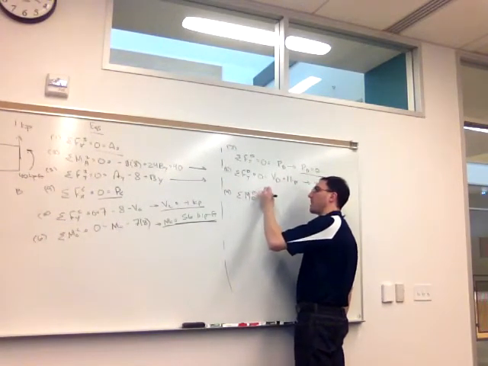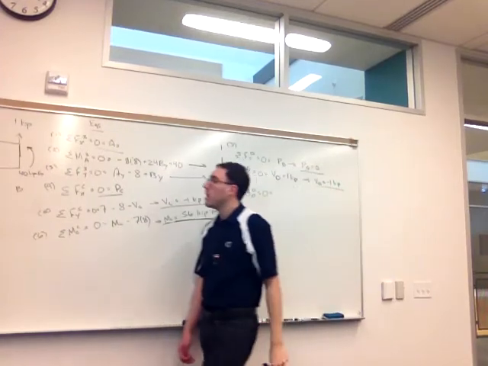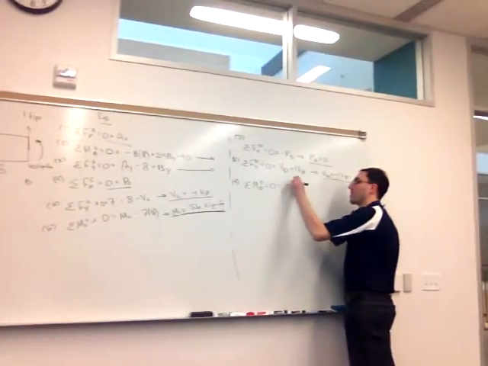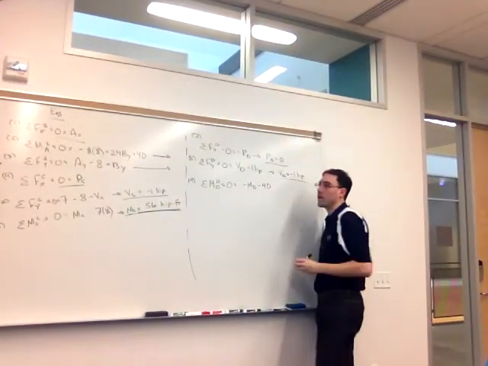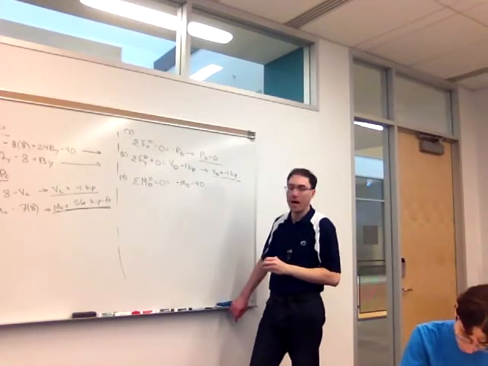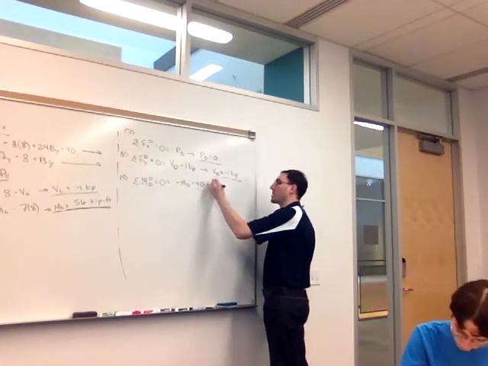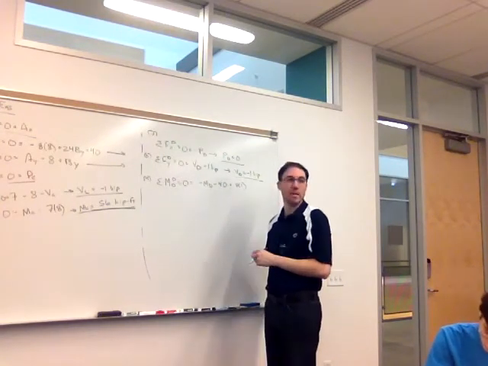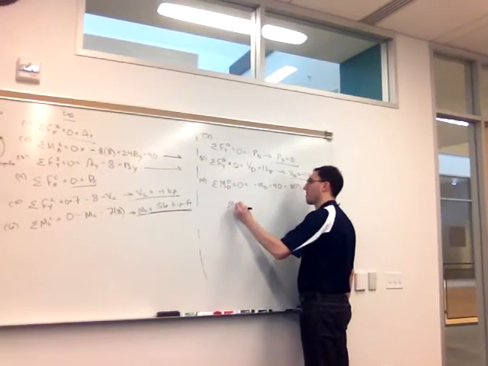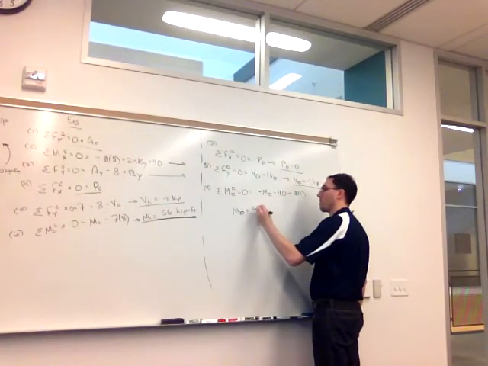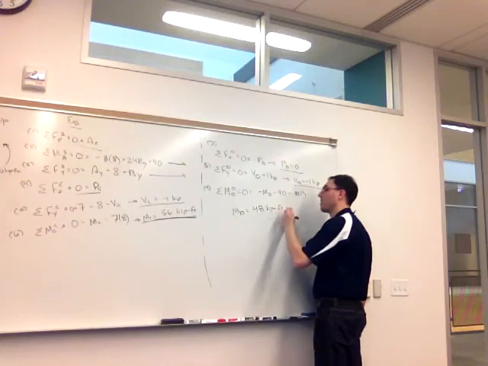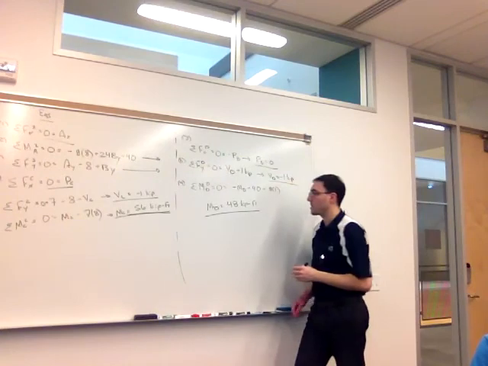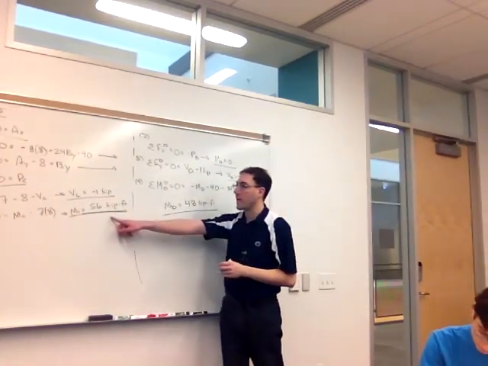However, when I sum the moments at point D, this will be different. By my assumption, M sub D is clockwise, so I'll have a negative M_D, plus 40 from the applied 40 kip-foot moment, plus 8 times 1 from the 1 kip from the roller at B. So we do see a difference between C and D here. At D, the internal bending moment is 48 kip-feet, whereas at C, it was 56.